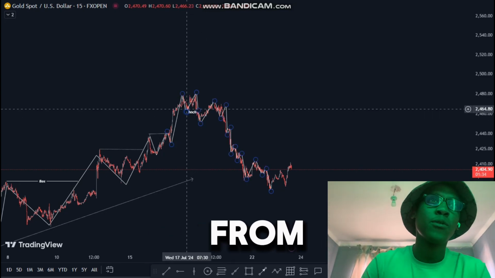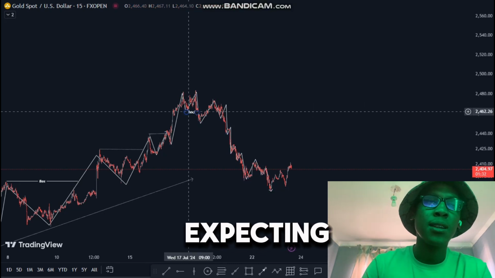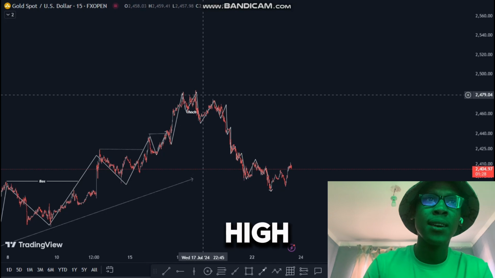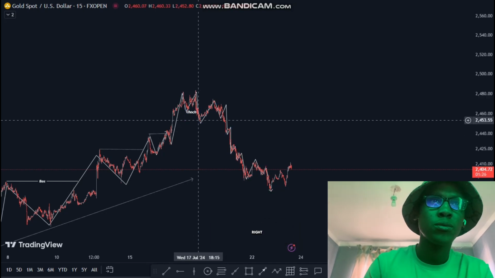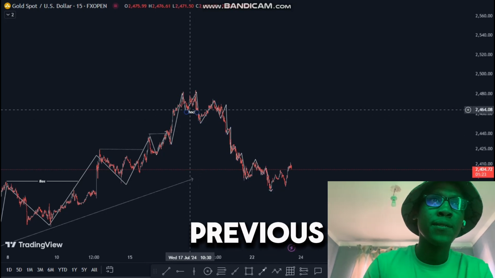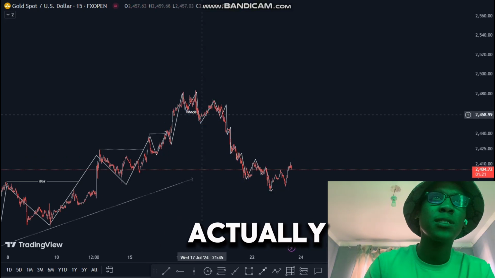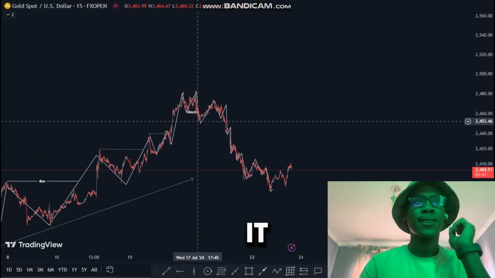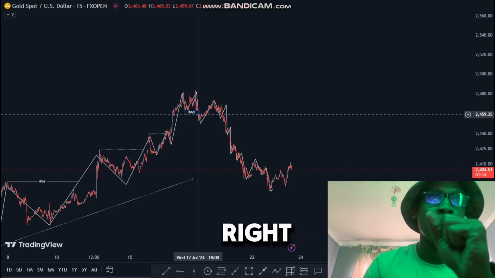Because from our highest low, we're expecting the market to actually give us a highest high. Instead of giving us a highest high, the market broke the previous highest low. So yeah, the market actually gave us a lowest low. I mean, sorry guys, not the highest low. It gave us a lowest low, right?